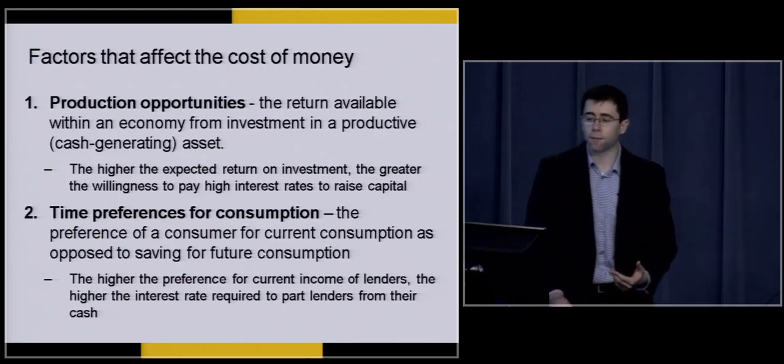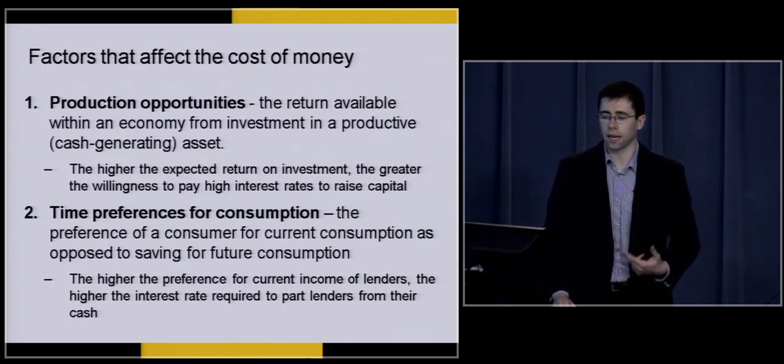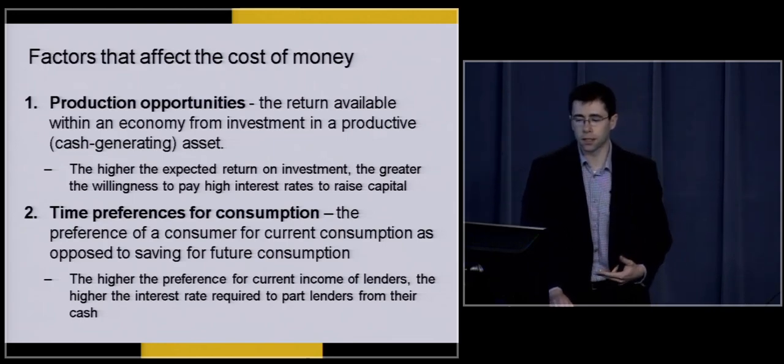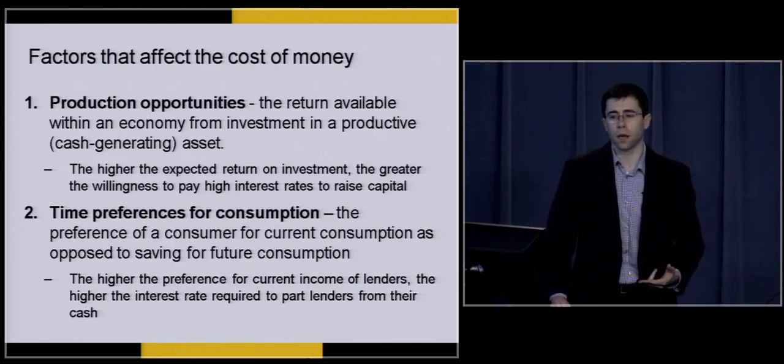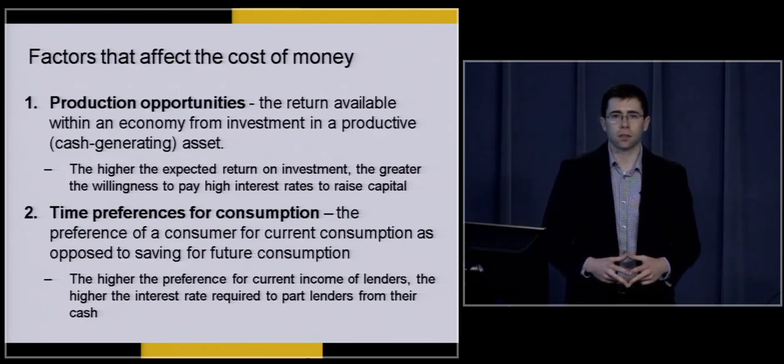The first factor that affects interest rates is production opportunities. And production opportunities are sometimes defined as the return available within an economy from investment in a productive asset. So what do we mean by this? Well, production opportunities are opportunities where you've identified an investment opportunity and you might need, let's say, some starting capital. So let me give you an example. Let's say that you've identified that some land you own has oil under it. If you were to drill that oil, you could be a billionaire. You might be able to sell that oil for billions of dollars.